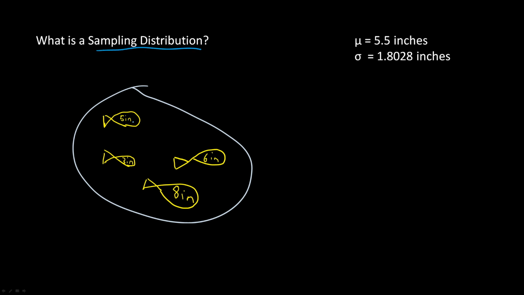So let's take this population of fish over here. Each of them has their own length. This one's 5 inches, this one's 6 inches, and the average length of all the fish in this population is 5.5 inches with a standard deviation of 1.8028 inches.